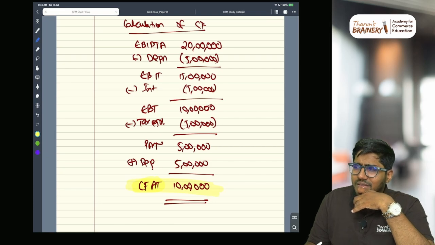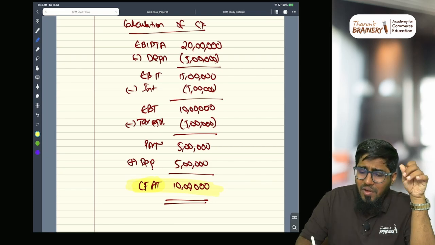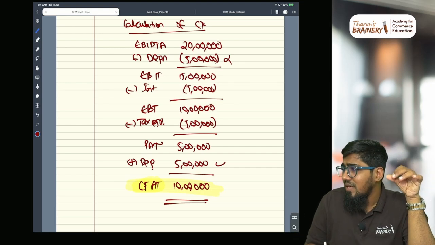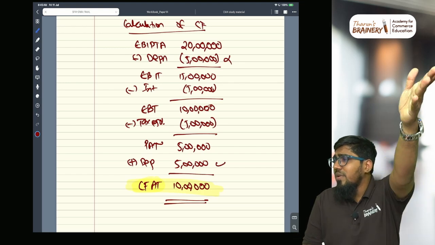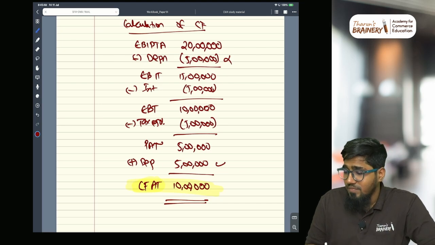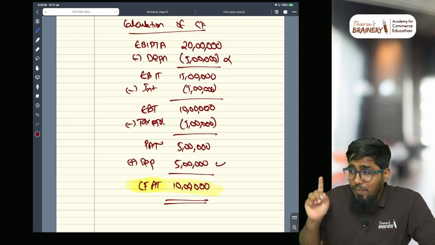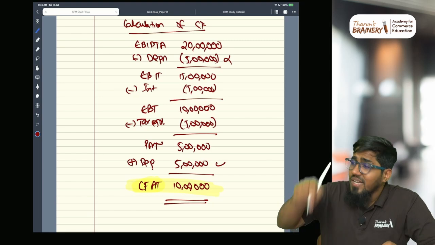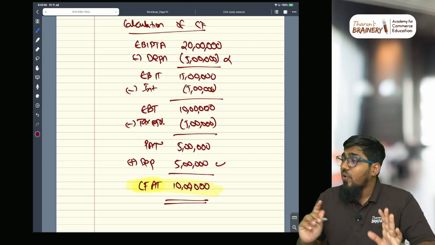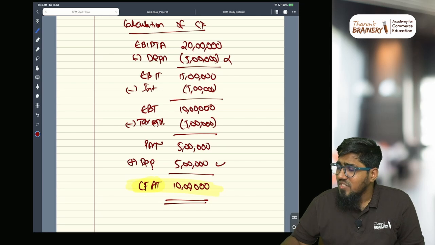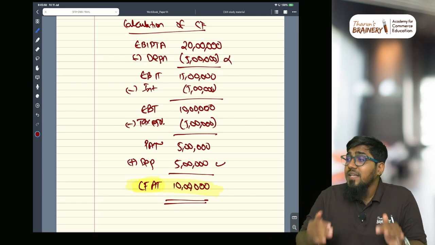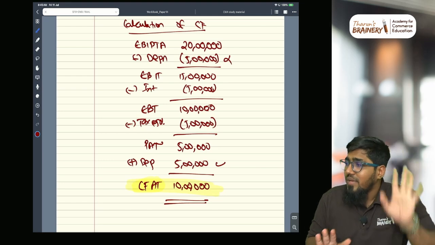Now you will be thinking, sir, here you are reducing depreciation and here you are adding depreciation. Isn't it the same impact? It is not the same impact. Understand, depreciation is not directly affecting your cash flow, but it is indirectly affecting your cash flow. How? Depreciation is not a cash flow, but it is an acceptable deduction in income tax.